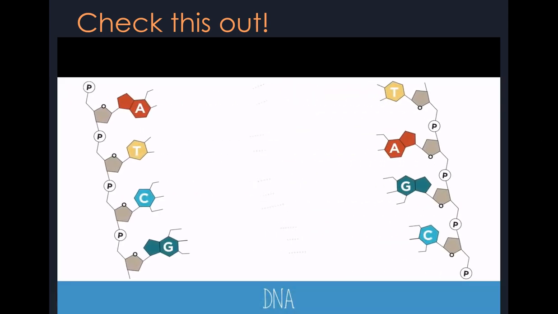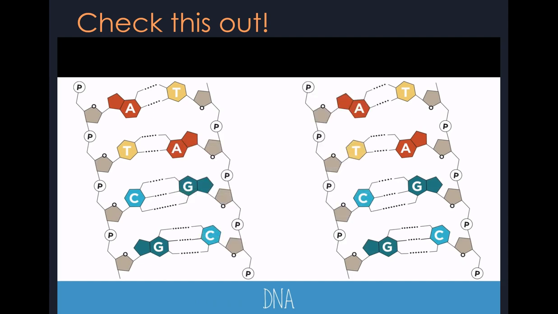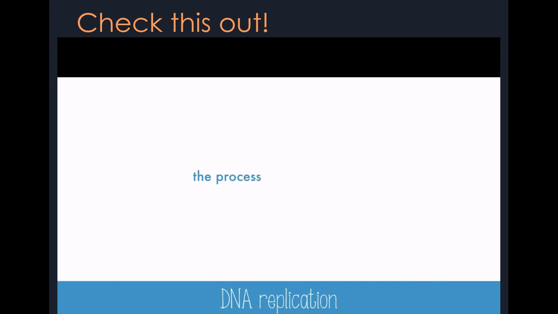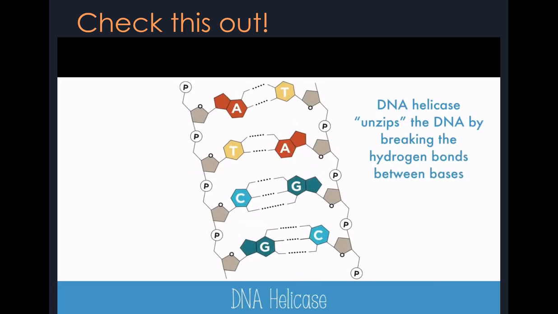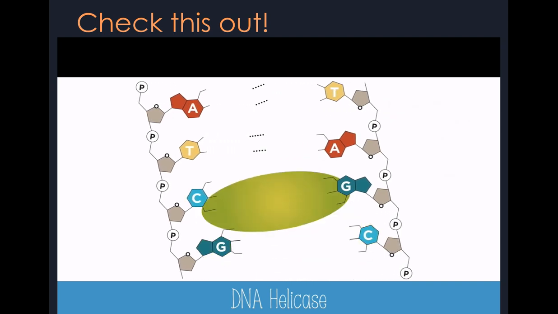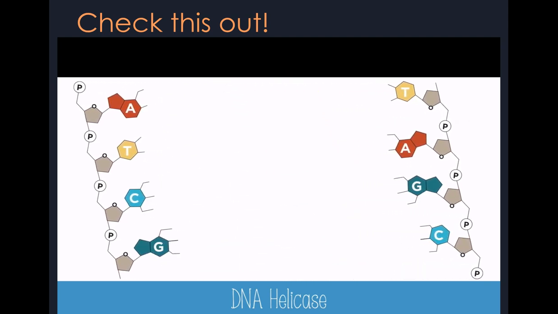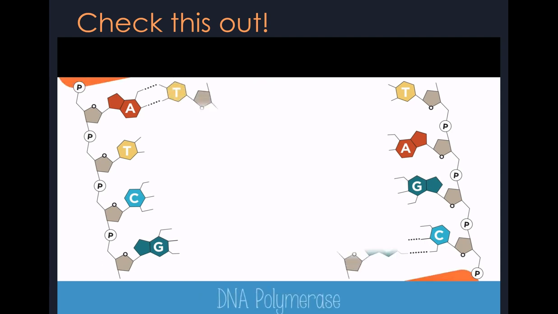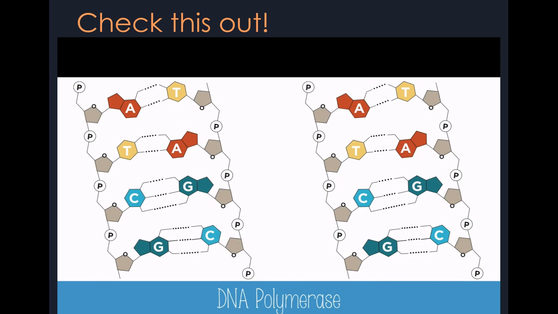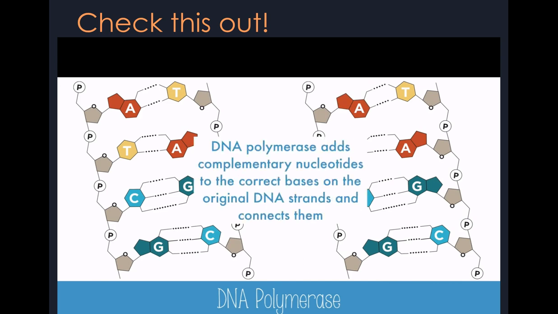One of the most beautiful things about the structure of DNA is how it replicates. DNA replication is how the DNA makes an exact copy of itself, which it needs to do before the cell can divide. First, DNA helicase unzips the DNA by breaking the hydrogen bonds between the bases. Then, DNA polymerase adds complementary nucleotides to the correct bases in the original DNA strands and connects them.